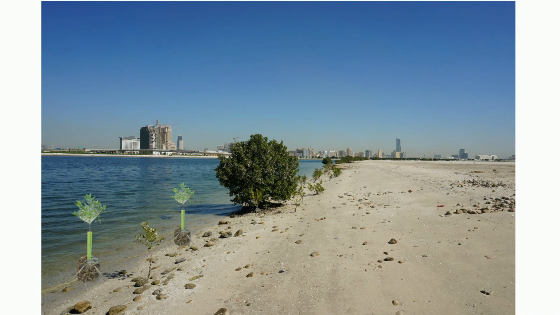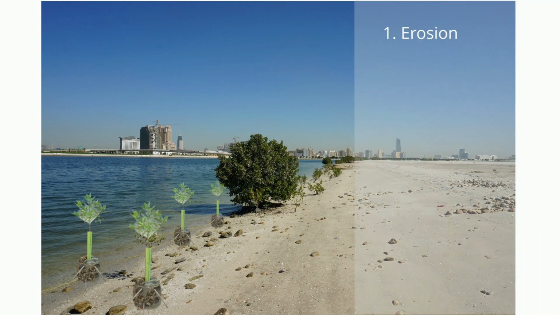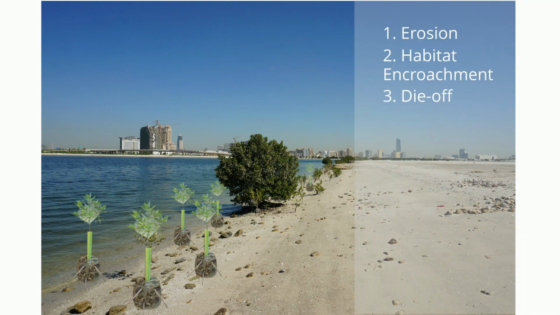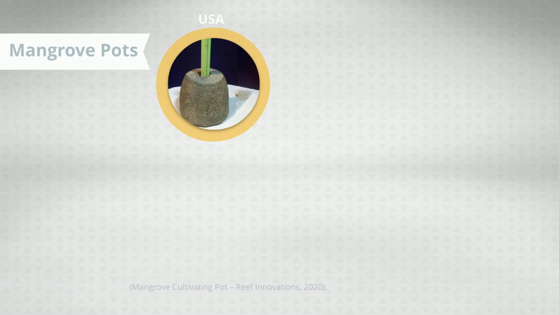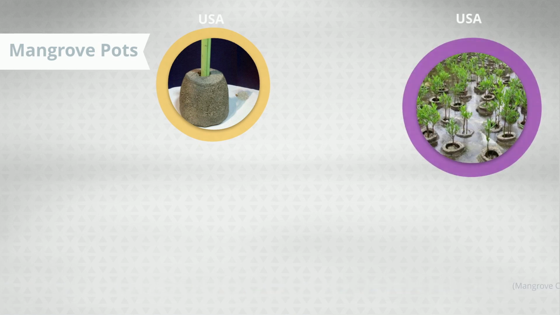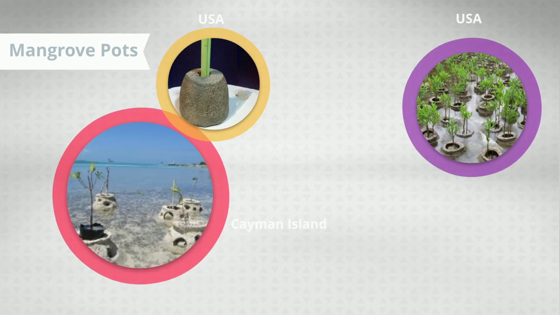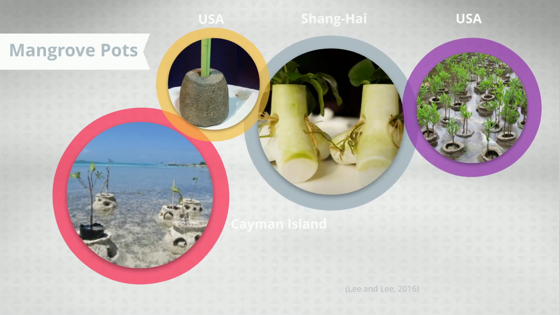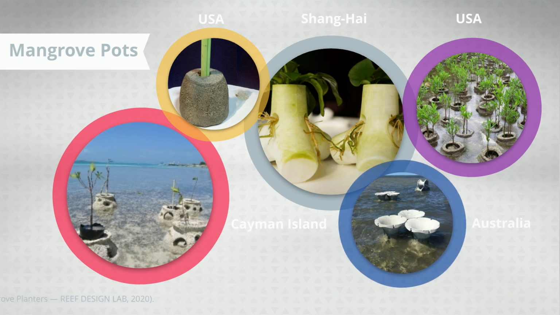Pots will be placed at the northern bank to solve the issues from erosion, habitat encroachment, dying mangroves, and unsuitable substrate. Biodegradable pots have been successfully used in the USA. In Cayman Islands, pots got integrated with reef balls. In Shanghai, China, pots were put within tetrapods. And in Australia, the proposal was to reuse the pots themselves.